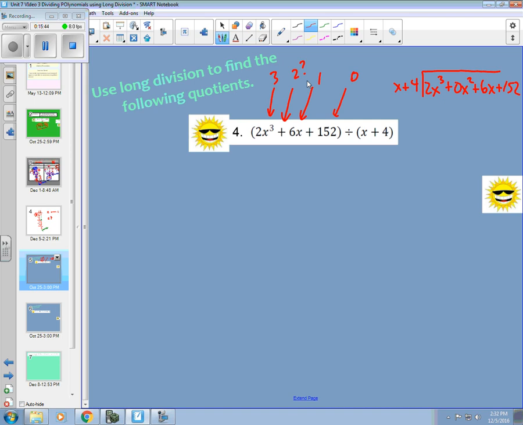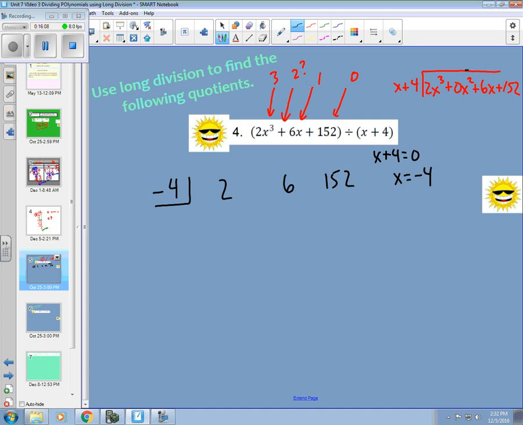Same thing if you do synthetic division. Okay, if we're going to set this up as a synthetic division problem, our first step would be to take our x plus 4 here, our divisor, put equals 0 and solve. It'd be negative 4. So that's our multiplier. Now we got to write in all the coefficients. 2, 6, 152. But if we just wrote those, we'd get it wrong.